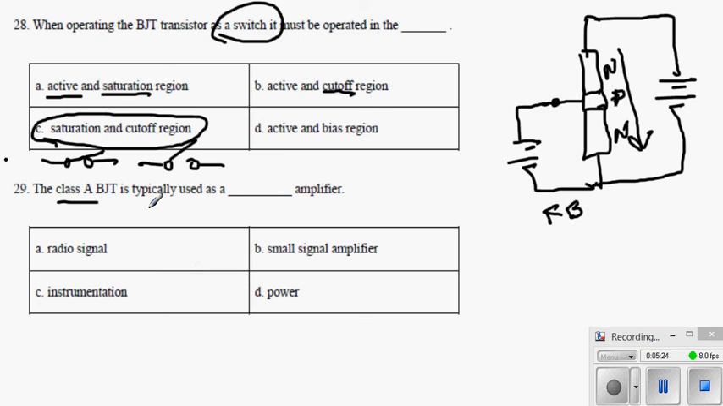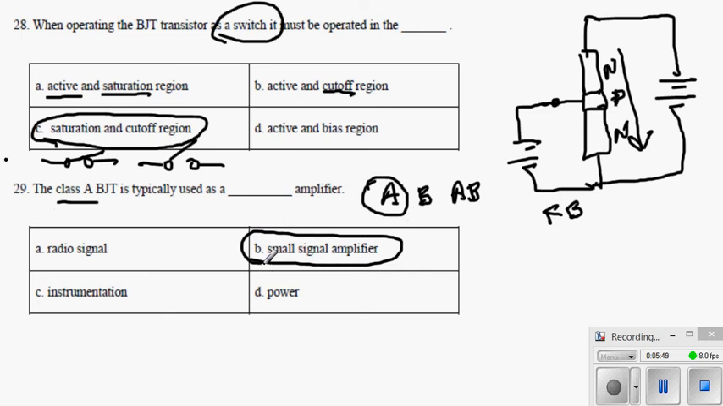Final question. There are three different classes of transistors, A, B, and AB. And we've only talked about one or two of them. The most common class is the A class. This is where we set up the transistor to operate as an amplifier. So the answer to question number 29 is when the transistor is set up in the active region, which is class A, we say the BJT is operating as a small signal amplifier.